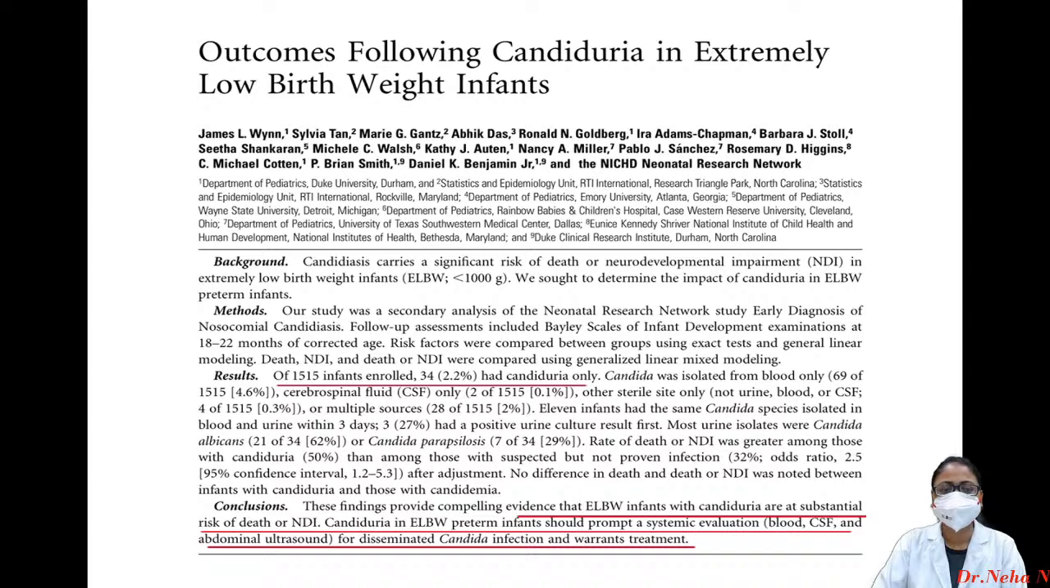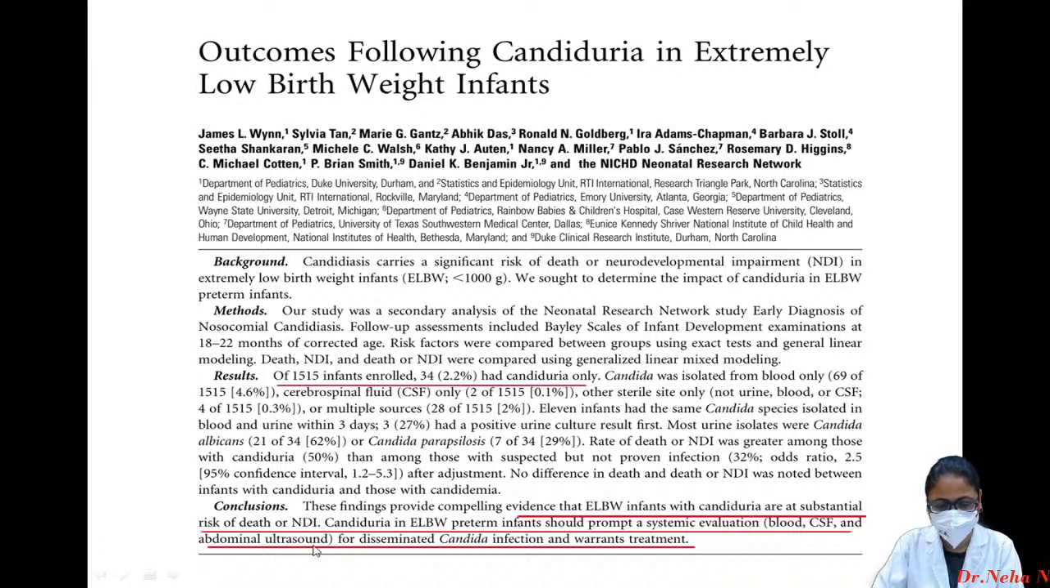Now, what are the outcomes of candiduria? This is a study in which the outcomes following candiduria in extremely low birth weight infants were evaluated. They evaluated 2 factors, that is mortality and neurodevelopmental impairment, NDI. In this study, out of 1515 infants enrolled, 34 infants had candiduria, that is 2.2% of the cases.